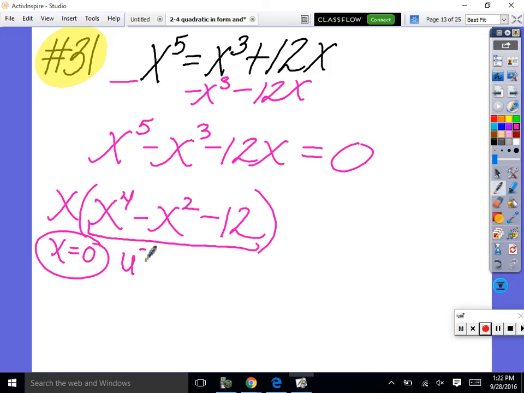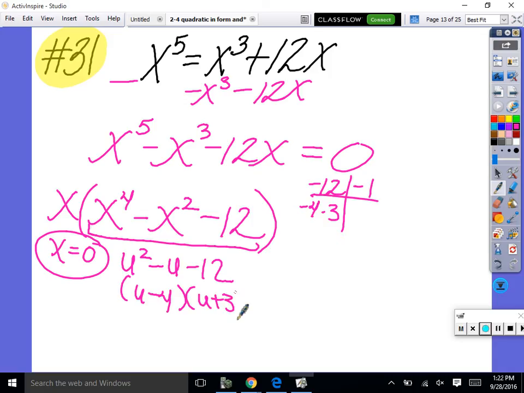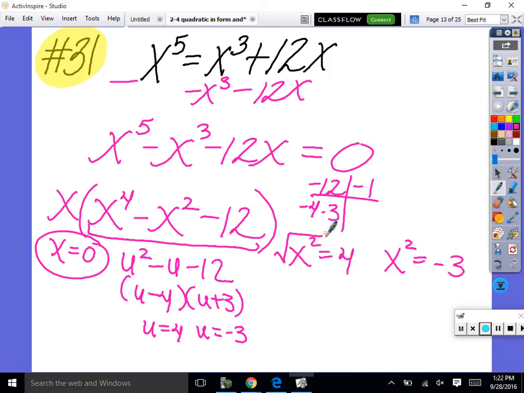We have u² - u - 12. So we're looking for what multiplies to be -12 and adds up to be -1. -4 times 3, correct? So this factors to be (u - 4)(u + 3). Let's solve for u. So we get u = 4, u = -3. So we have x² = 4 and x² = -3. And now we'll solve for x. Square root both sides of the equation.